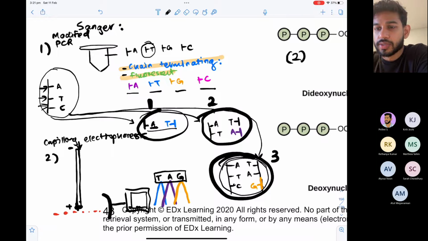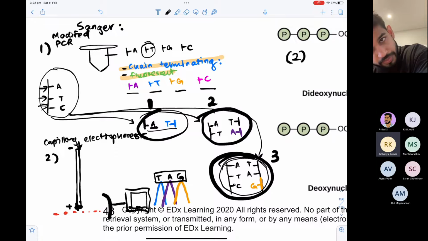Right? So Rithanya, your turn. I said that DNA sequencing undergoes modified PCR, which attaches to fluorescent chain terminating nucleotides, which is then passed down the capillary electrophoresis, which reflects light.